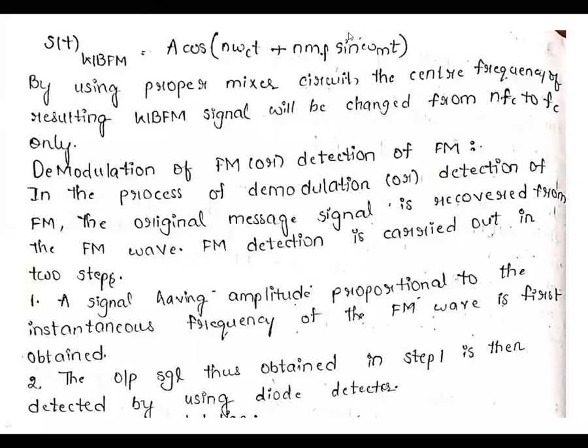Here it is. The signal of wide band FM is A cos(omega_c t plus beta sin omega_m t). So by using the property of the mixer circuit, the center frequency of the resolved narrow band FM will be changing from nFC to FC only.